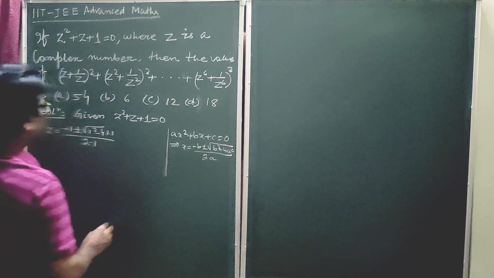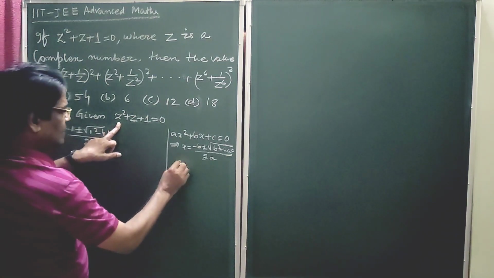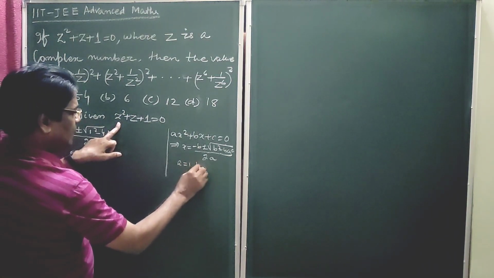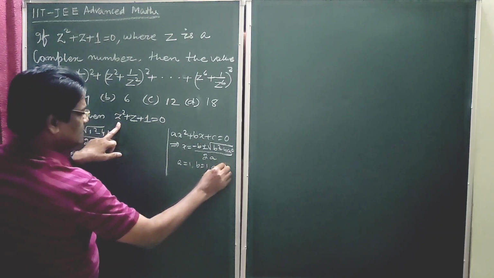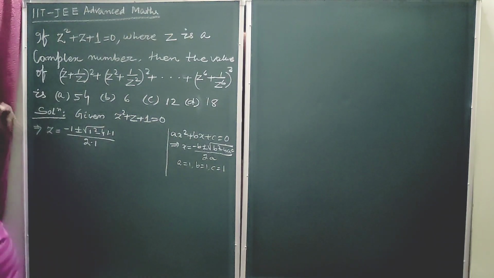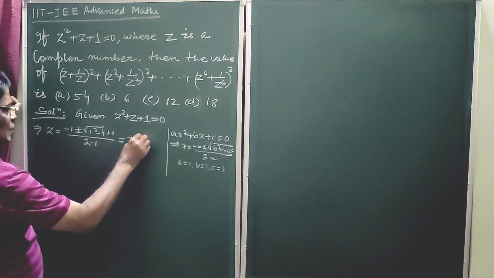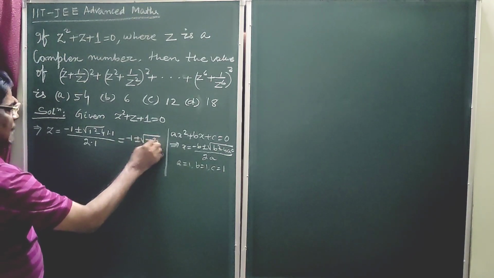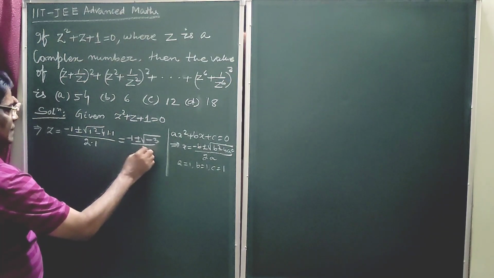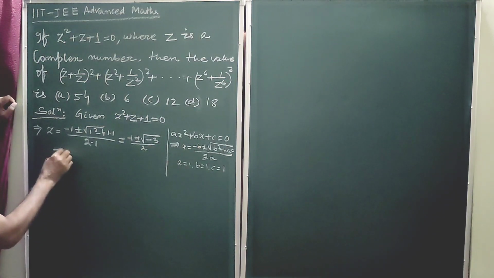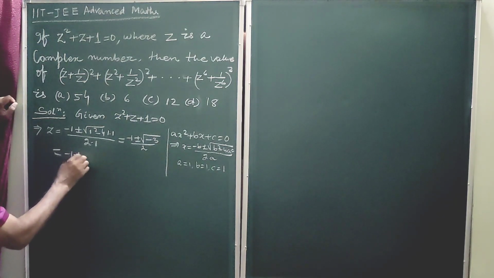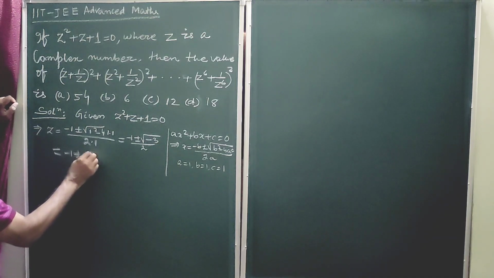So here a is 1, b is equal to 1, c is equal to 1. So we get this value. This is equals to minus 1 plus minus root over of minus 3 divided by 2. This is equals to minus 1 plus minus i root 3 divided by 2.